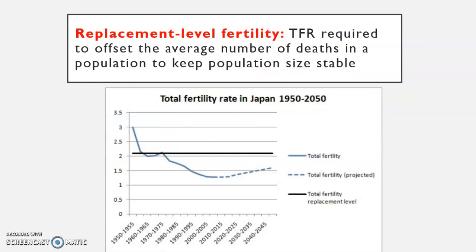Replacement fertility is the number of children necessary to offset the death of the parents. So how many children need to be born to replace parents. And in places where you have a high death rate or a high infant mortality, a family might need to have more children in order to replace the parents. But in general, the total fertility rate is about 2.1 for most, in that sense. That's where we would like it to be.